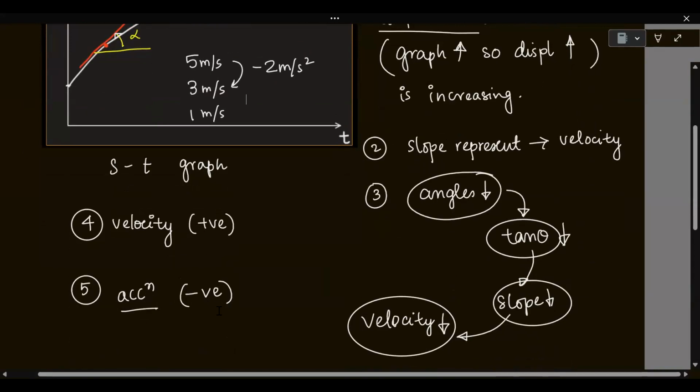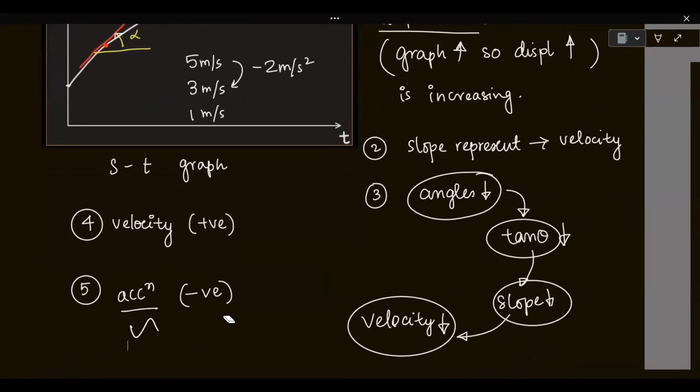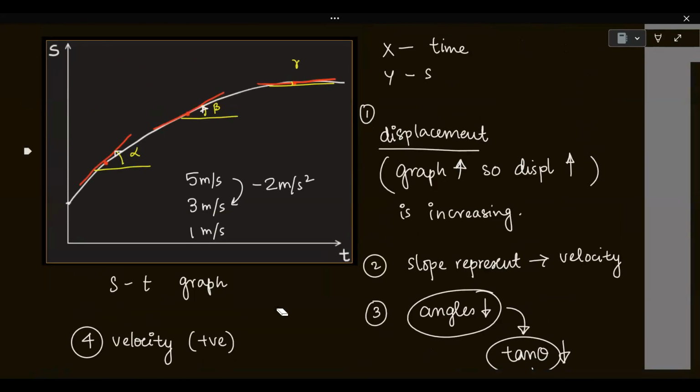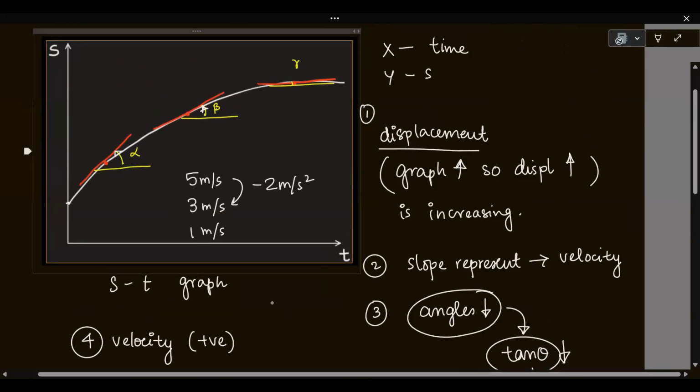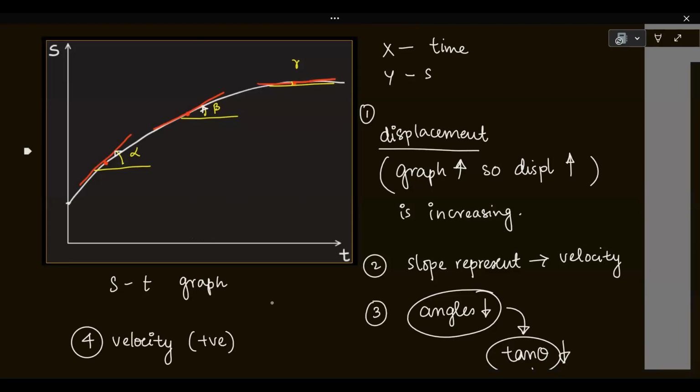But understand, I cannot comment on the value of acceleration. I can only say it's minus because these numbers are hypothetical. So don't be like, yeah, sir, acceleration is -2 meters per second squared. That is wrong. You can only say it's negative, but you should not say whether it's -2 or -3 or whatever.